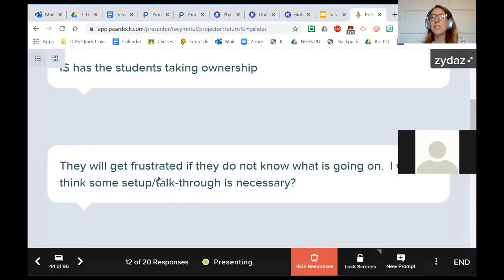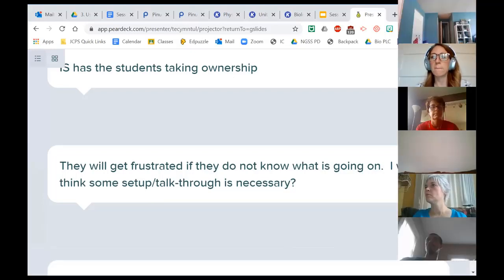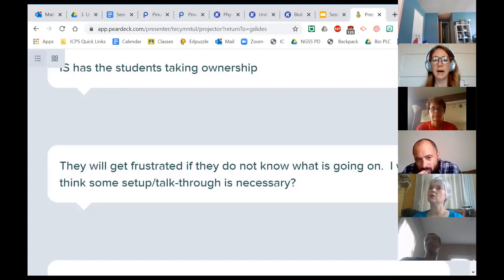They will get frustrated if they do not know what is going on. I would think some setup or talk through is necessary. And like I said, the is nots doesn't mean that those are things that you shouldn't do. It just means that even though you've done those, you can't tell yourself that you've completed the setup, that you've given the students a purpose for doing this.